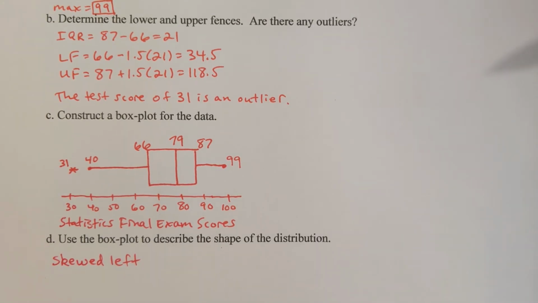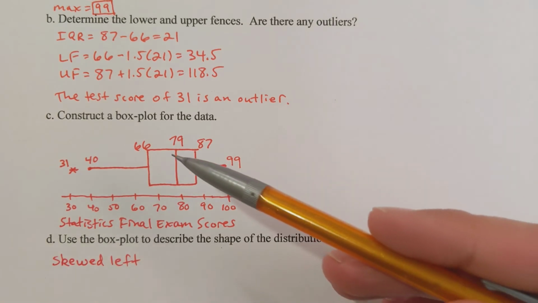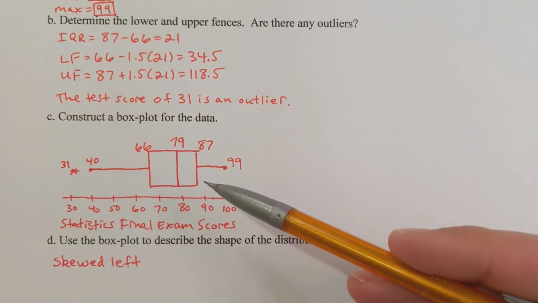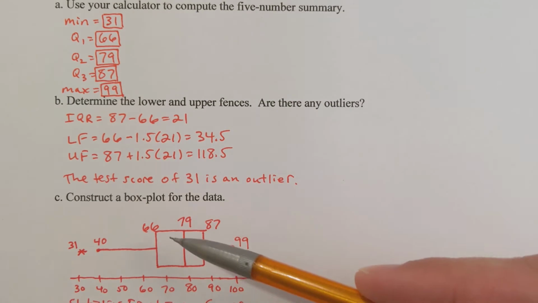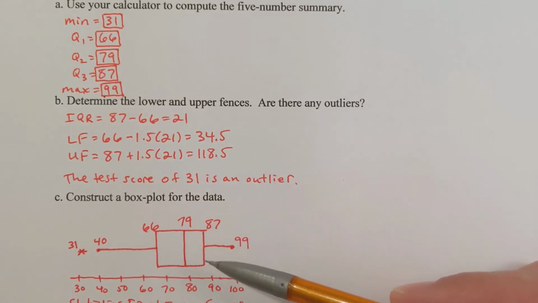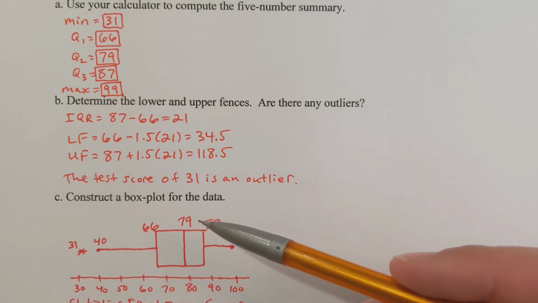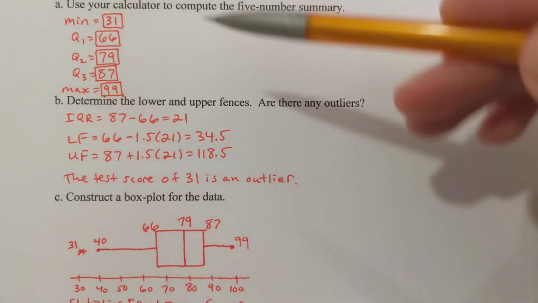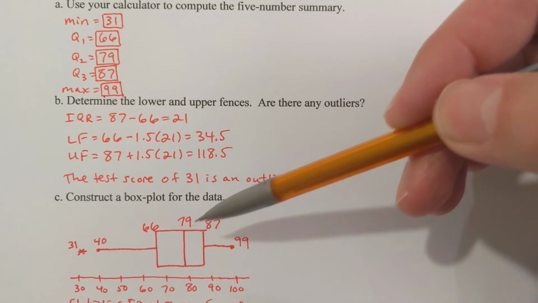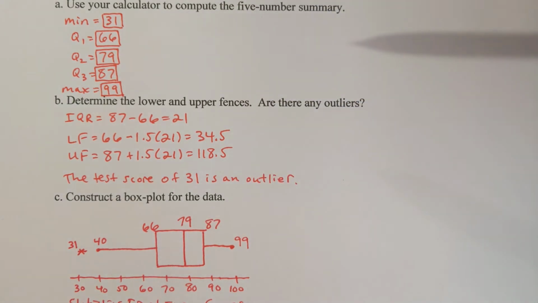Now above the scale, I need to draw a box from the first quartile to the third quartile. The first quartile is 66, the third quartile is 87, and in the middle, in the box, I draw a vertical line at the median. The median is 79.